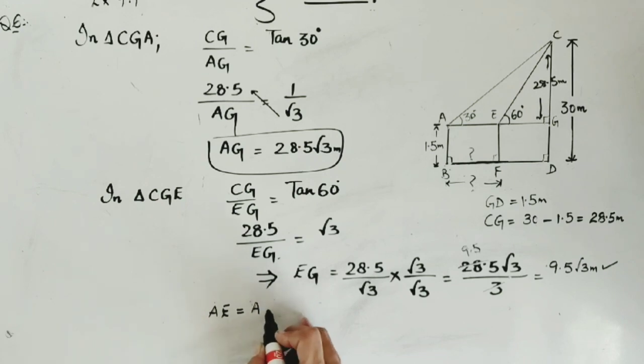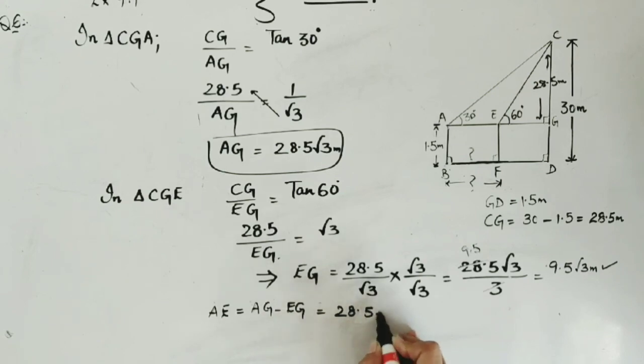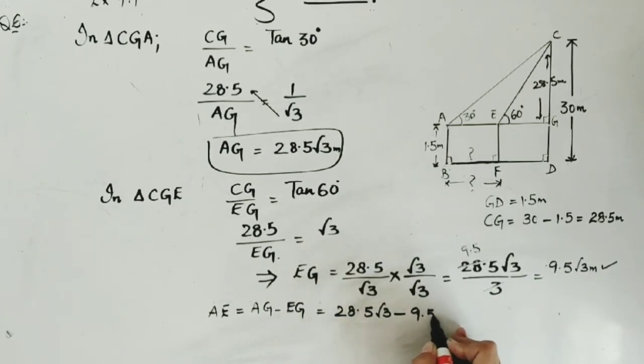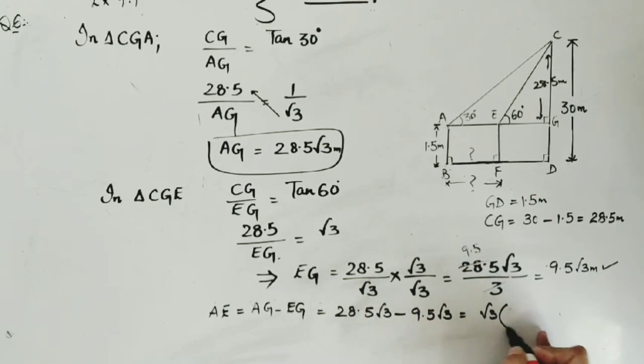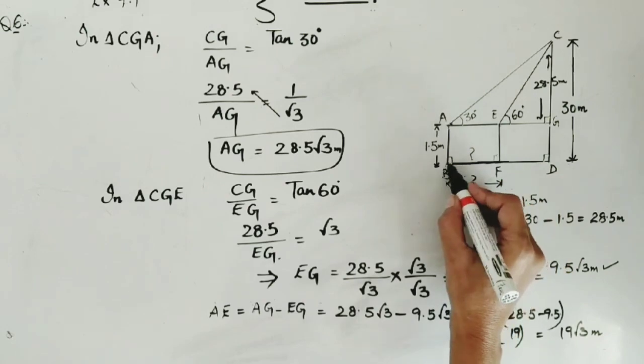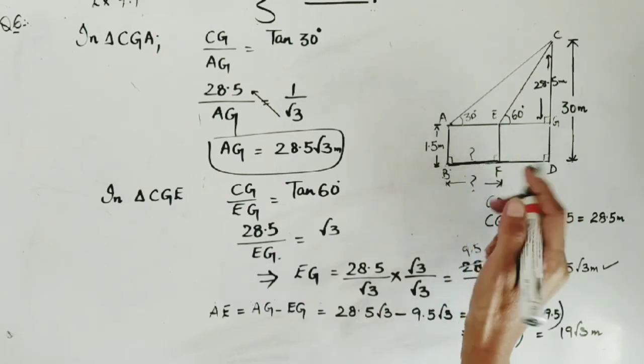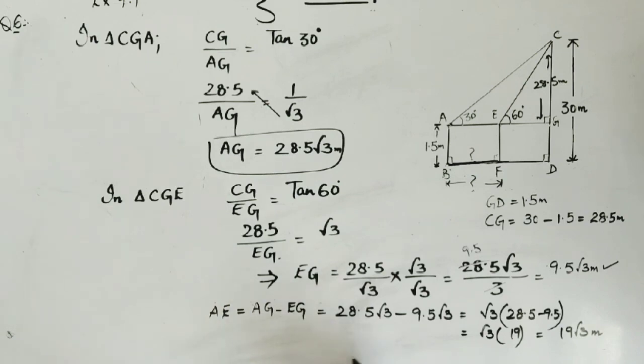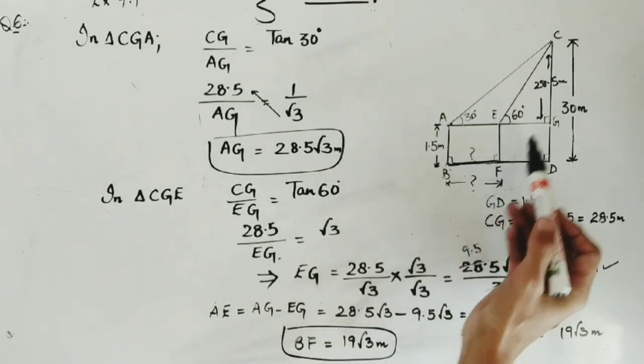AE is AG minus EG. 28.5 root 3 minus 9.5 root 3. Take root 3 common, subtract both. 28.5 minus 9.5, we know it is 19, so 19 root 3 meters. So if this is 19 root 3 meters, BF is also 19 root 3 meters. So this is the distance which the boy has walked towards the building.